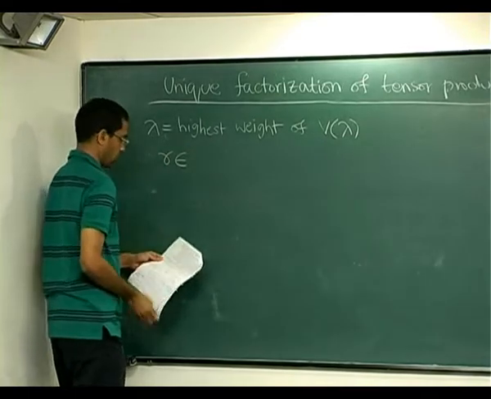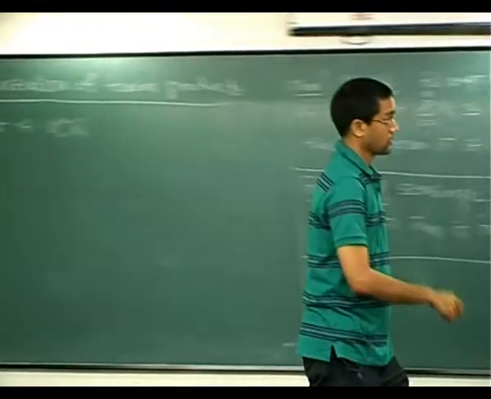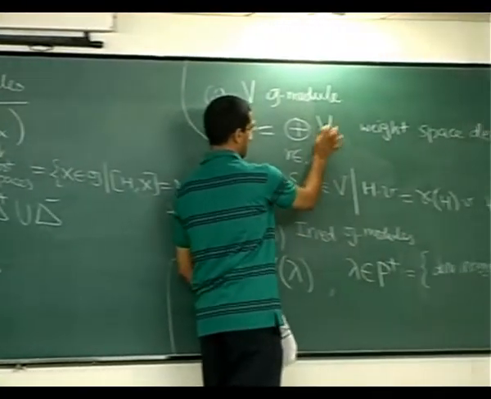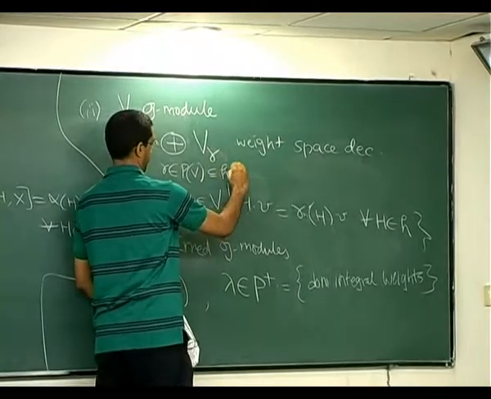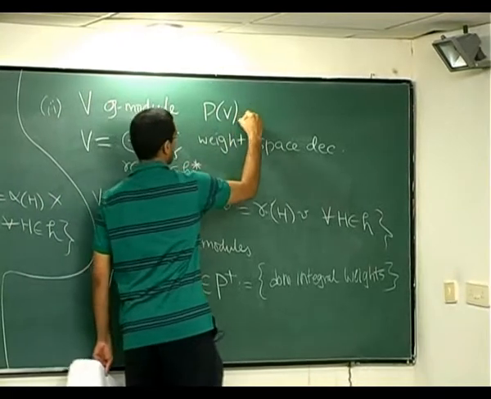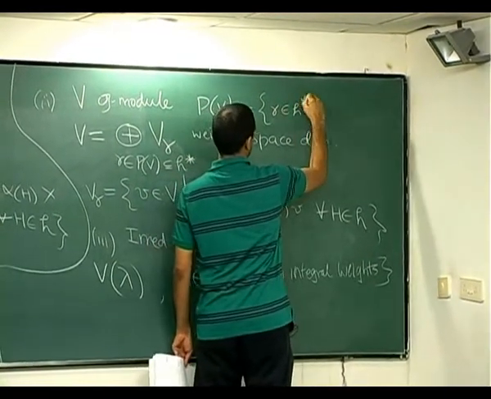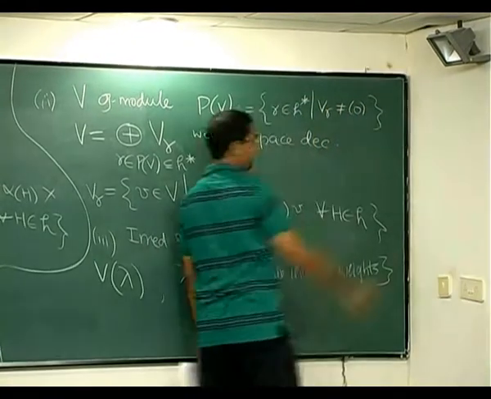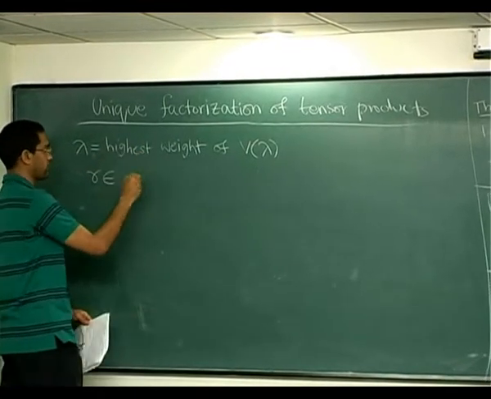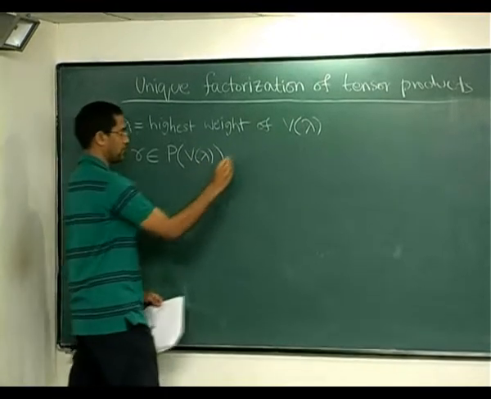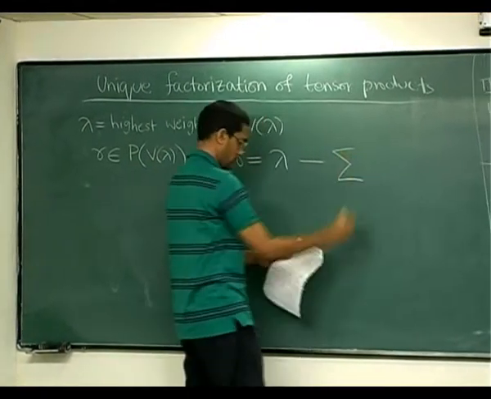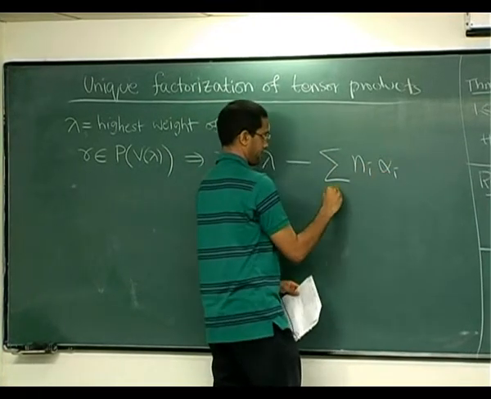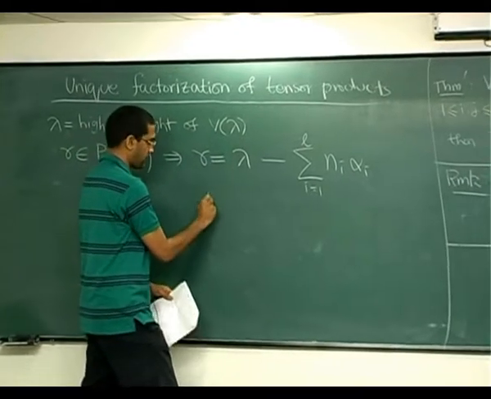It just means that if gamma belongs to the set of weights, so let me give that a name, P of V, the set of weights of V. So P of V is the set of all gamma which actually appear in this decomposition. So what do I mean by saying that this lambda is in fact the highest weight of V lambda? It just means that any weight of V lambda can be written in the form lambda minus the sum of n_i alpha_i, where the n_i's are all non-negative integers.